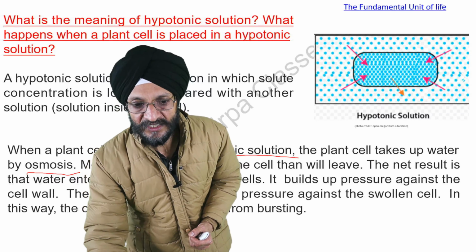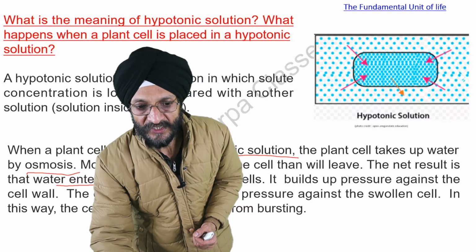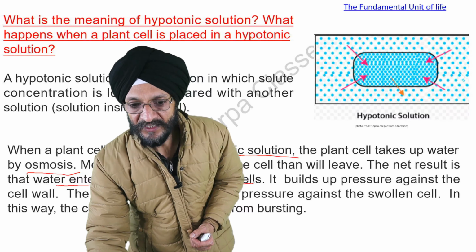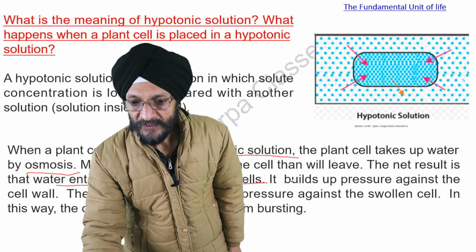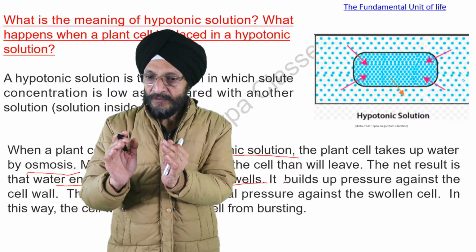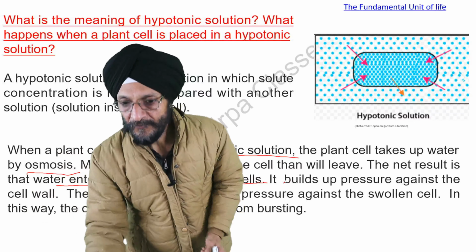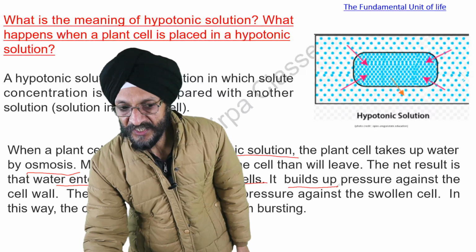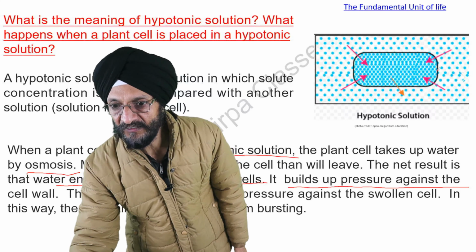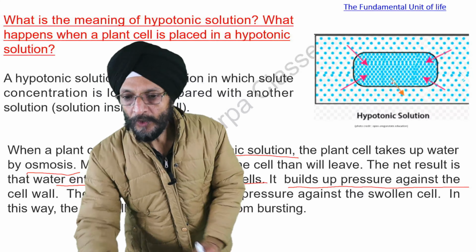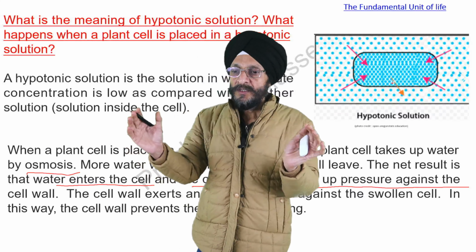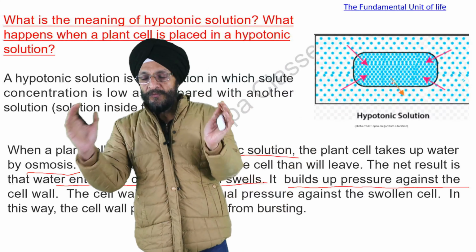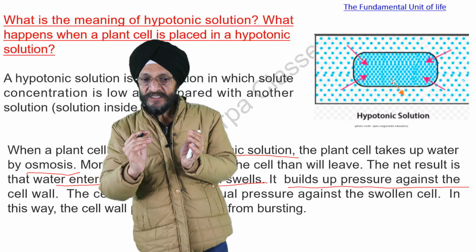So the net result is that more water enters the cell and the cell swells up, and the coming of more water inside the cell builds up pressure against the cell wall. This is the cell wall. More pressure builds up against the cell wall because a lot of water has come inside the cell.